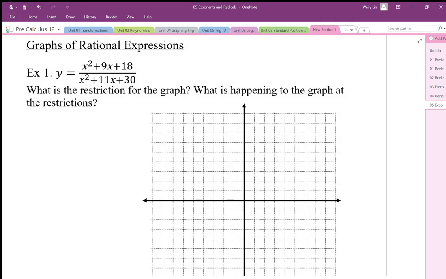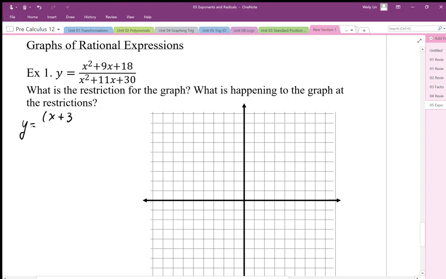We can look at graphs of rational expressions. Some of you may or may not have done this before. If you haven't, really focus on the factoring part, because factoring is important. So I'm going to first of all factor the numerator and denominator.